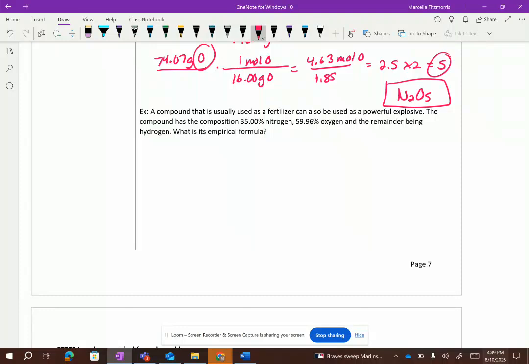For this, we get 2.5 moles of nitrogen. For this, 5 moles, and for this, we get 5 moles of hydrogen. Divide by the smallest, and this one becomes 1, and all the rest of them, in this case, 1, 1.5, and 2. So once again, we have a 0.5. So we're going to multiply everything by 2 to get rid of the 0.5 and make it a whole number. So we have 2 of these N's, 3 of these O's, and we've got 4 of these H's.